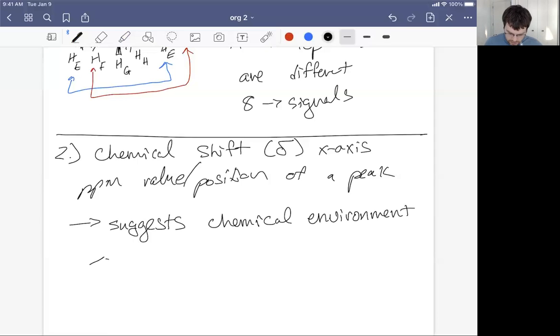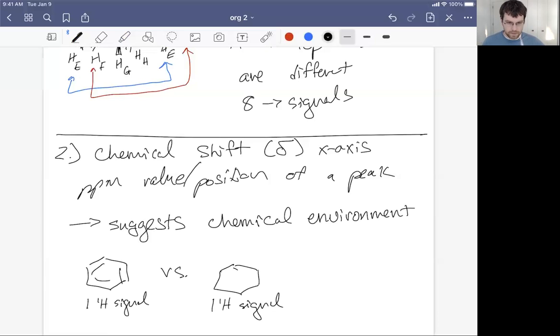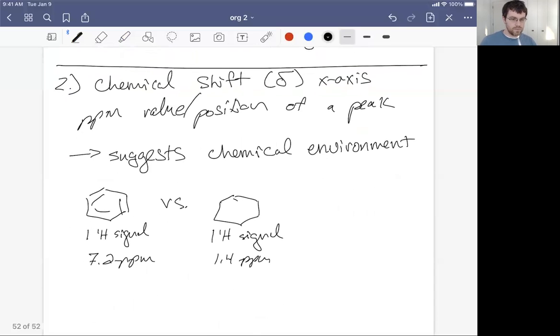Okay, so if we had these two molecules that we were inspecting, benzene versus cyclohexane, we have 1H signal for both of these. So the number of signals is not going to be a giveaway, but this one is at 7.2 parts per million, and this one's at 1.4 parts per million. Okay, so that is the chemical shift and why it's useful.